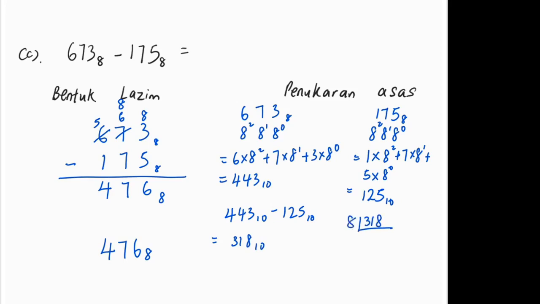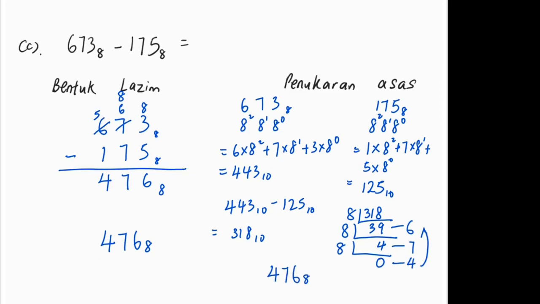Jadi di sini kita akan dapat bahagikan 31 bahagi 8. Kita gunakan gandaan 8 yang paling dekat itu 24. 8, 3, 24. Jadi dapat 7. 8, 9, 72 dapat bagi 6. Bagi lagi 8 tu kita akan gunakan 8, 4, 32. Bakinya 7. Dan bahagi lagi 8 kita dapat ni bakinya adalah 4. Jadi jawapannya sama iaitu 476 asas 8. Jadi begitunya untuk penolakan ini.